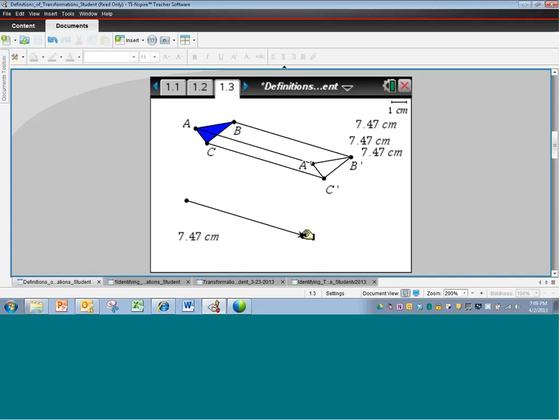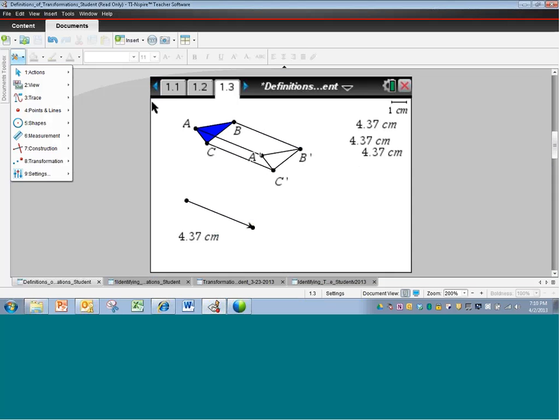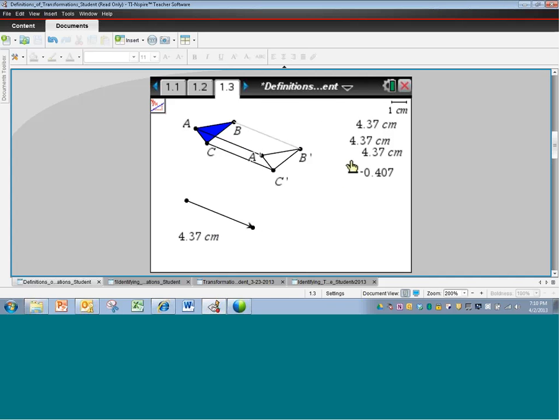Again, if I change the length of that vector interactively, I see the change affected by the image triangle. I can also measure the slopes of those segments. So I see that the segment connecting the pre-image to the image is equal in length to the vector and also in the same direction. Those segments are all parallel to each other.